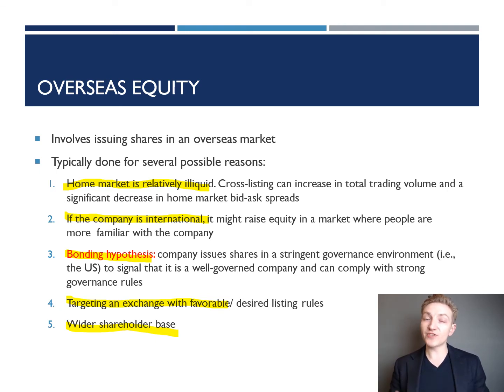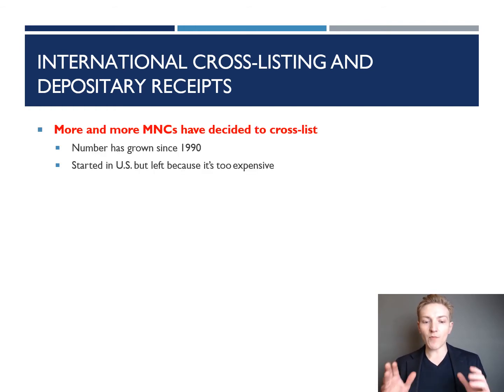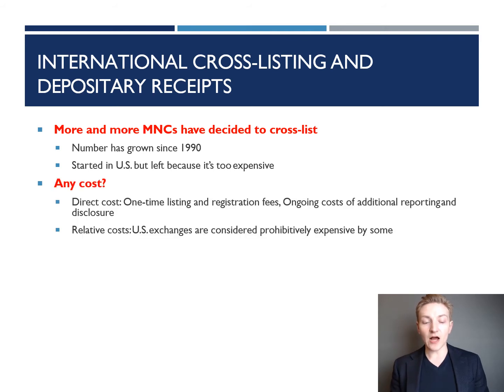So those are some reasons for you issuing equity in an overseas market. Now, international cross-listings and depository receipts are two different ways of doing this. Now, multinationals will often cross-list. The amount of cross-listing has increased quite a lot over time, and we'll see a little bit of that in a second. Now, there can be some direct costs associated with this.